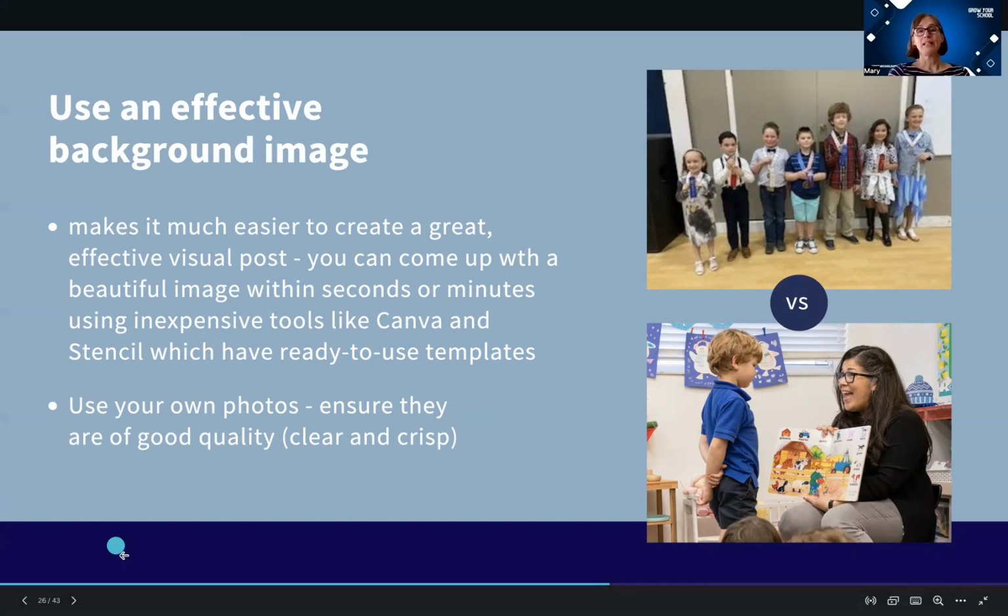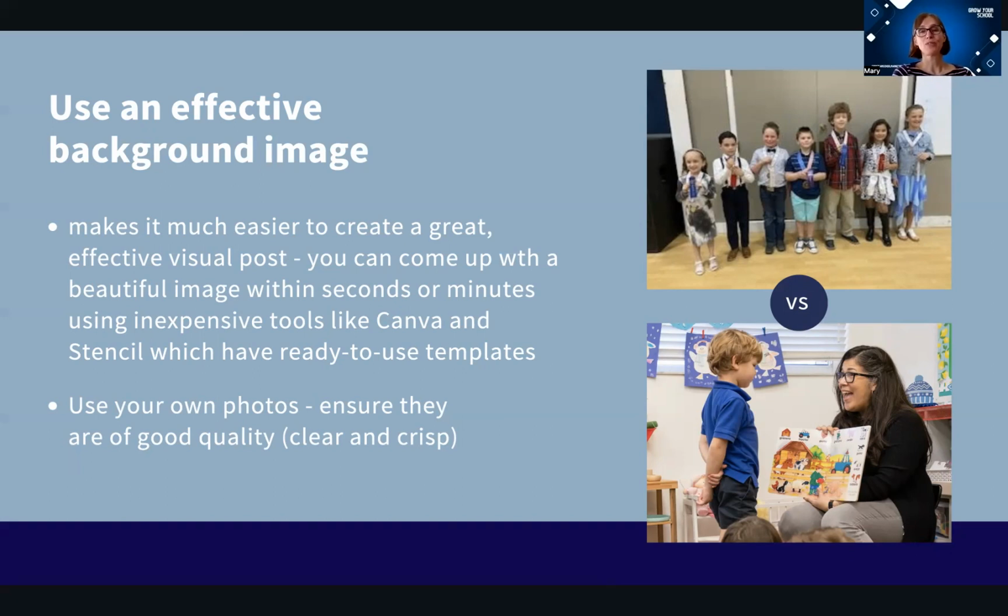If you have someone that's not at all into graphic design and creating posts, there are excellent tools like Canva or Stencil, which have ready-to-use templates that you can put your own photo into, put in your own text on top of that template, and change the colors for your school. Both those programs have free versions, you don't have to pay. You can pay if you want a bit more options, but you can very quickly create a post with no graphic design experience at all. So they're great to use.